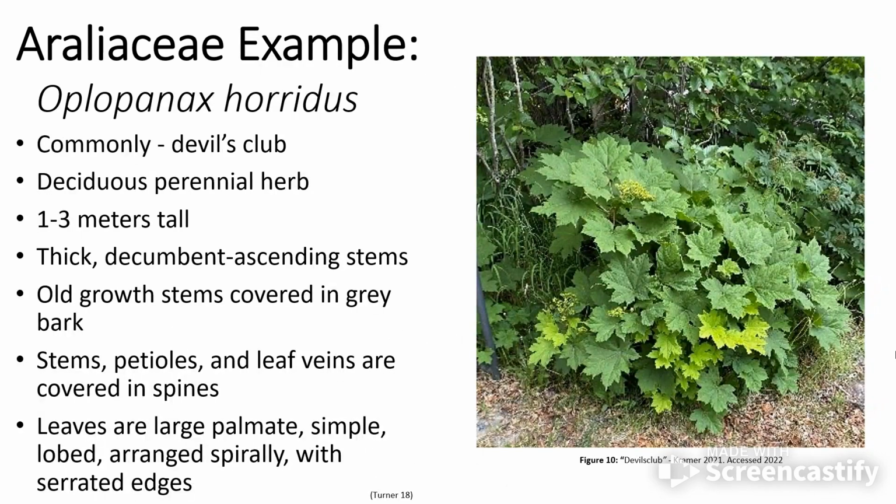An Araliaceae plant found in Alaska that I will be using as an example is the Oplopanax horridus, commonly named devil's club. It is a deciduous perennial herb, usually 1 to 3 meters tall and composed of thick, decumbent to ascending stems. Old growth stems are covered in gray bark. The leaf veins, petioles, and stems are all covered in spines. The leaves are large, palmate, simple, lobed, arranged spirally, and with serrated edges.